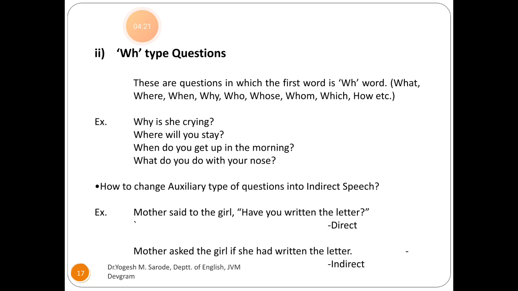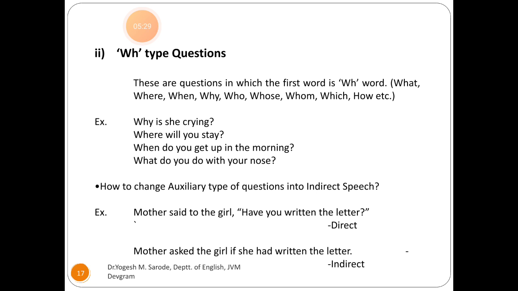Like this. So how to change auxiliary type questions into indirect speech, that we'll see first. That means we have to change the narration of auxiliary type questions. See the example. Mother said to the girl, have you written the letter? This is a direct question. Now when we make it indirect, as per the rules, the inverted commas are removed. If the reporting verb is in past tense, then the verb in the reporting speech also changes in that tense. And in place of the comma, we use the conjunction if or whether.